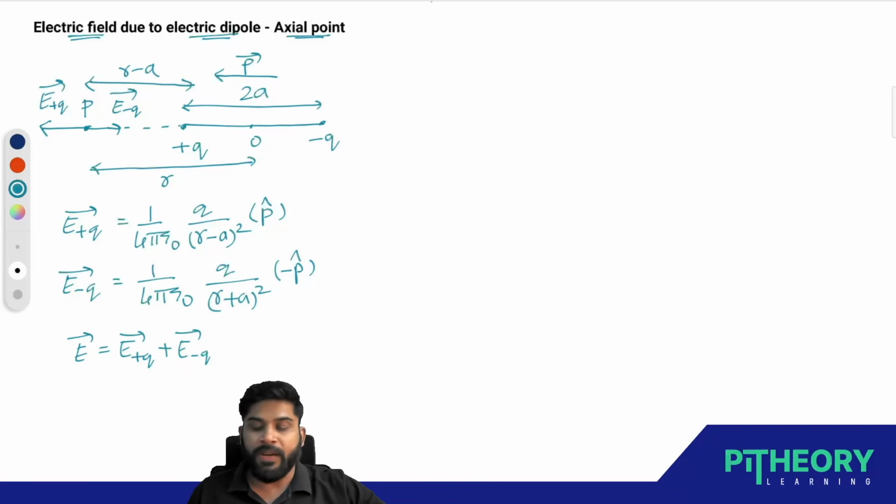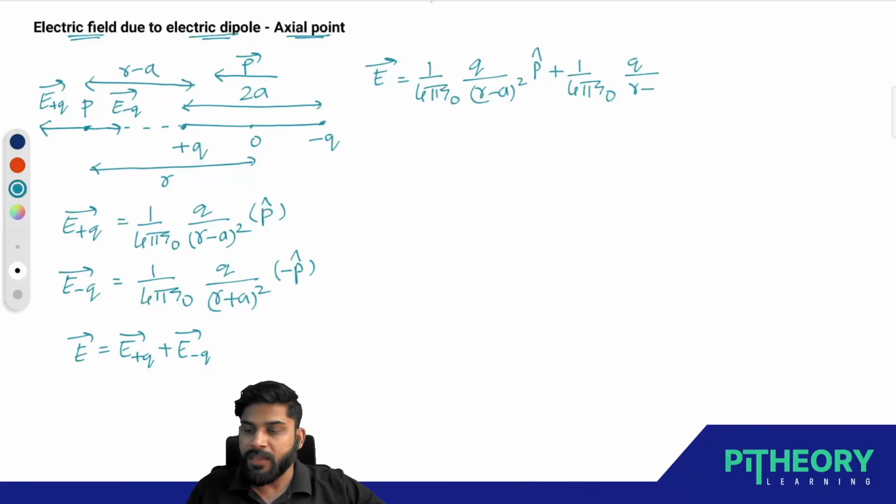Vectorially, we have to add these two. Correct. And what is it that you're going to get? We can write that vector E will be equal to, on the right hand side now, 1 by 4 pi epsilon 0 Q divided by R minus A the whole square P cap, plus 1 by 4 pi epsilon 0 Q by R plus A the whole square minus P cap.